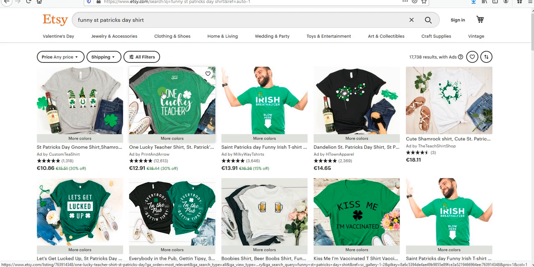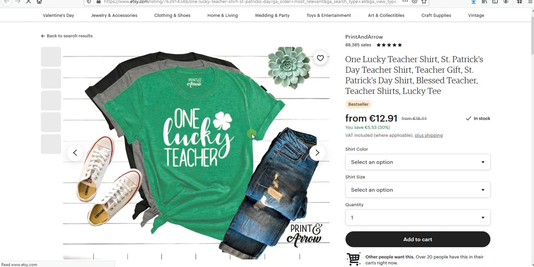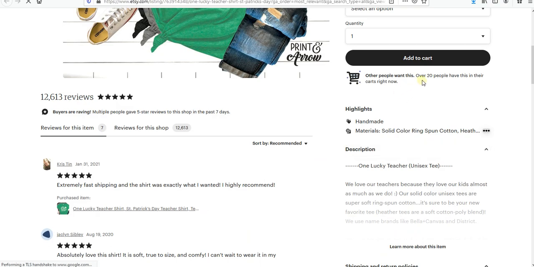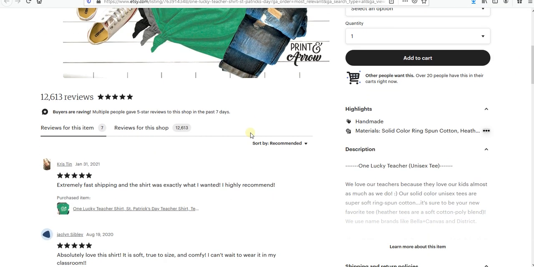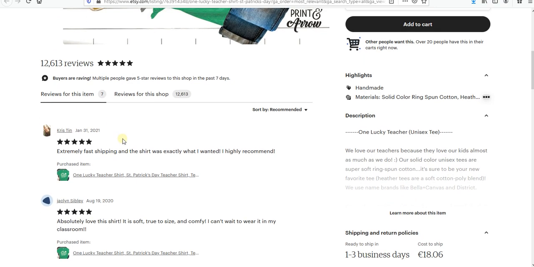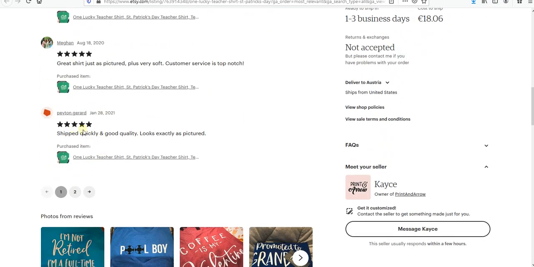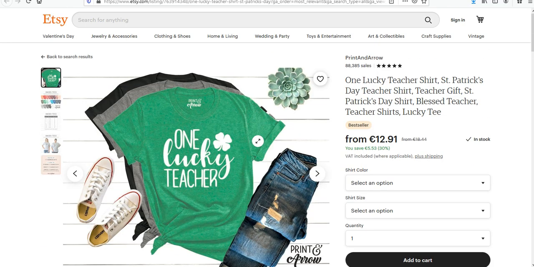So for example, let's go for this design. As we can see, if you go to the right section down, over 20 people have this in their carts right now. So we know that this design really sells very well. We also read a lot of the reviews, and the reviews are very nice, 5 stars, and everyone is very happy and recommends it. So we know that this design is good.